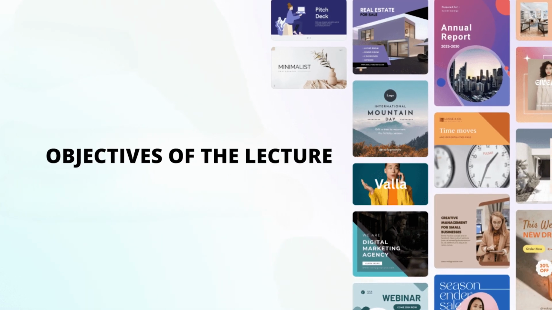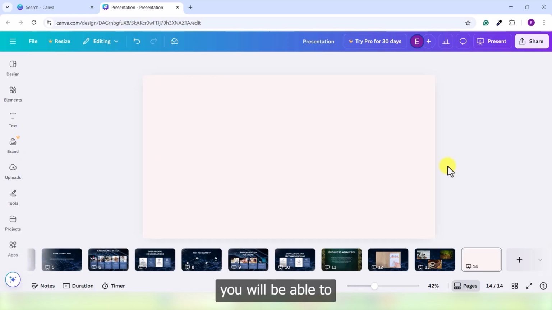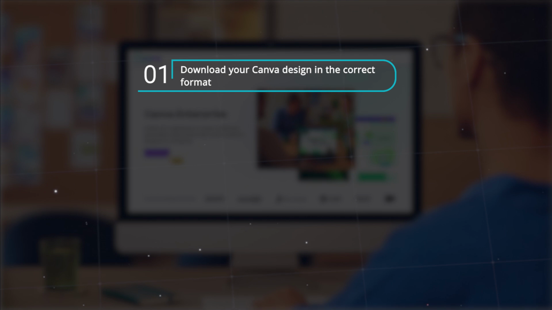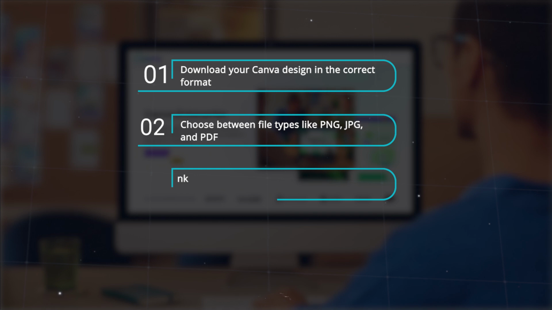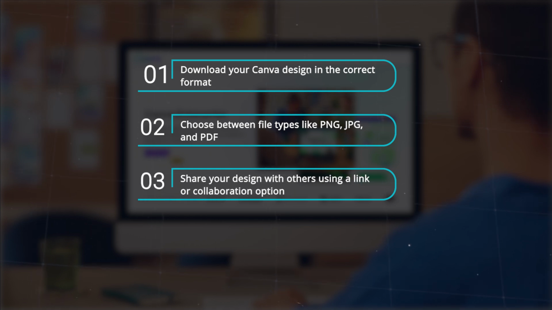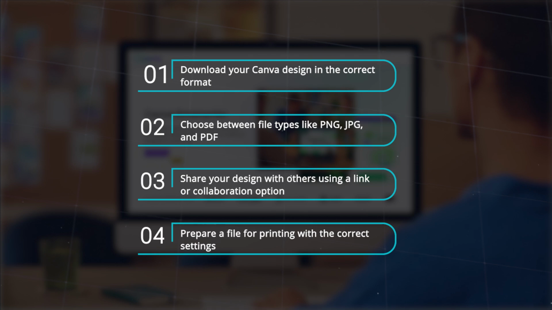Objectives of the lecture. By the end of this lecture, you will be able to download your Canva design in the correct format. Choose between file types like PNG, JPG, and PDF. Share your design with others using a link or collaboration option. Prepare a file for printing with the correct settings.